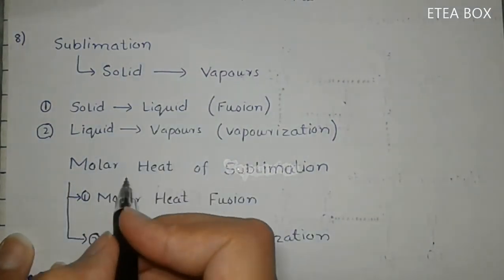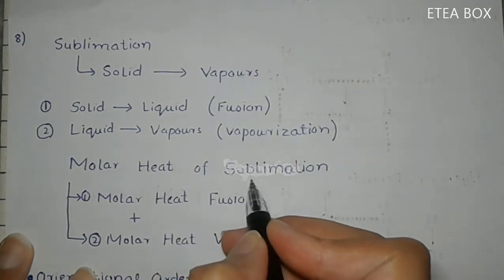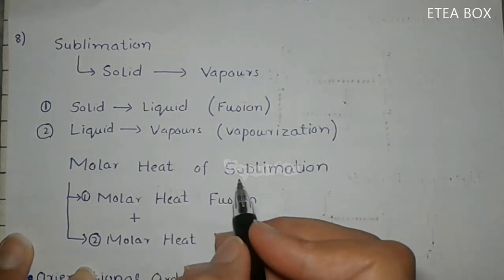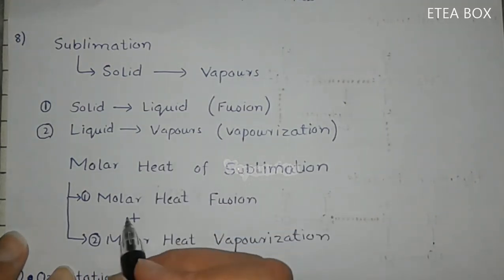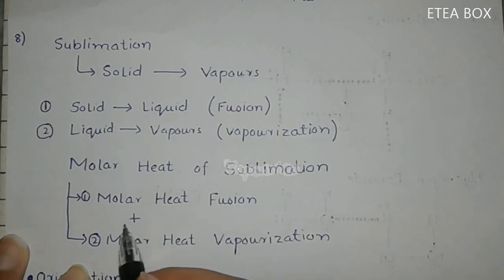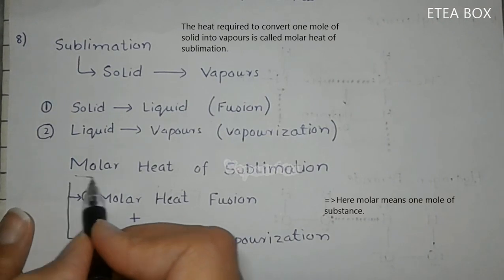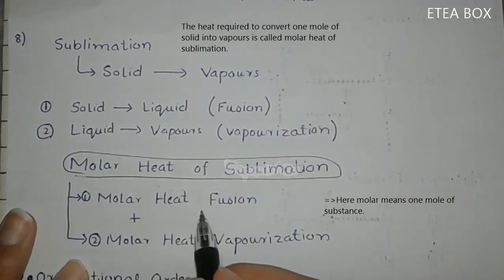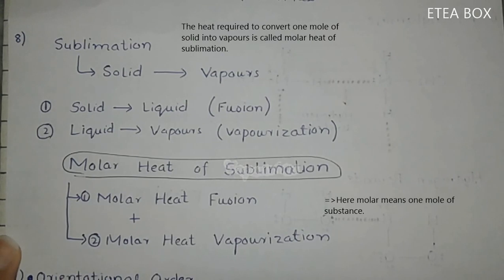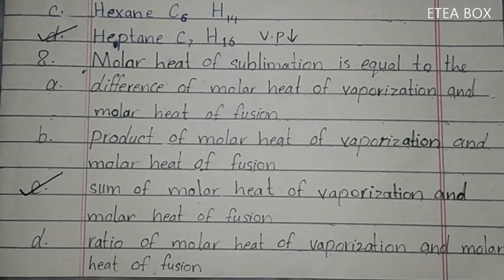Now, what is the molar heat of sublimation? Molar heat of sublimation is the heat required to convert the solid into vapors. Now, the molar heat of sublimation will be equal to molar heat of fusion, the heat required to convert the solid into liquid, plus molar heat of vaporization, the heat required to convert the liquid into vapors. Now look at the options. Option C, sum of the molar heat of vaporization and molar heat of fusion. So this one is correct.